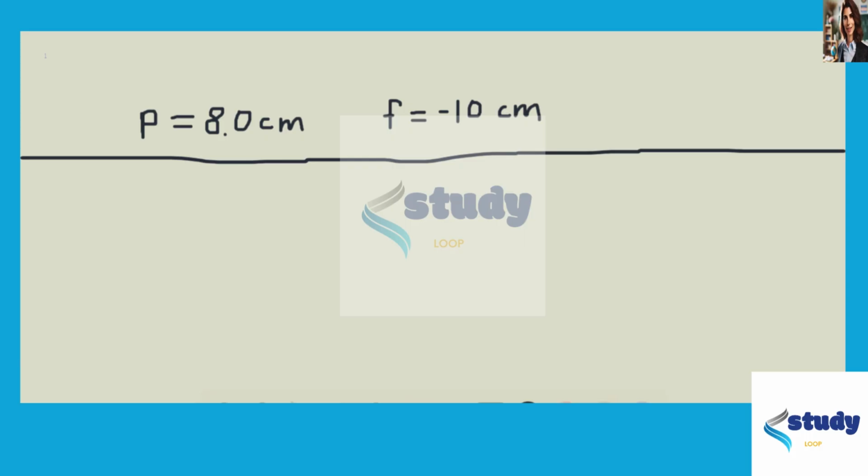For part A of our question, we are asked to find the radius of curvature of the mirror when given the focal length f. So the radius of curvature by definition is equal to 2 times the focal length. So we plug in the value for the focal length and we find that the radius of curvature is equal to negative 20 centimeters.